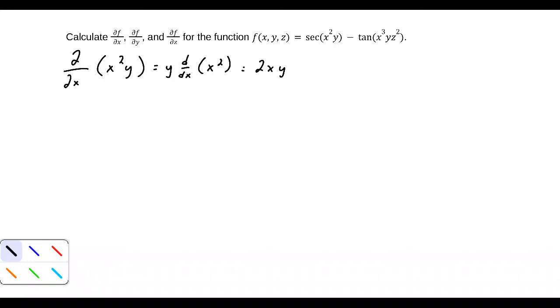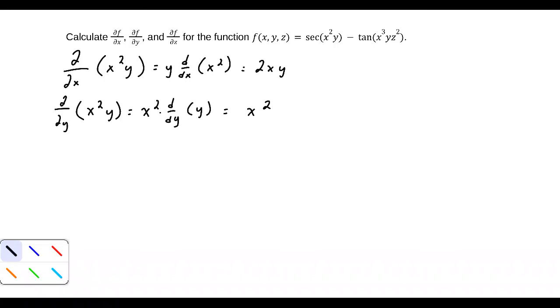Similarly, the partial with respect to y of x squared times y, for that we would treat the x squared as a constant. So this would be the x squared times the derivative with respect to y of y, which would be equal to x squared. And finding the partial of either of those with respect to z would be equal to 0, because in that case x and y are both constants.